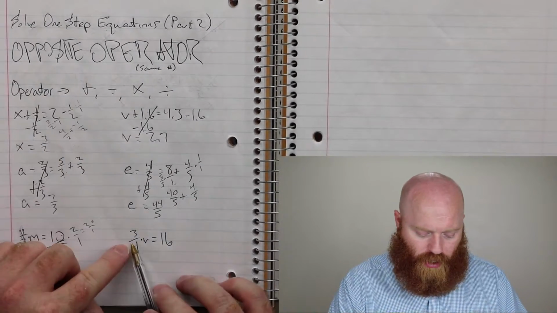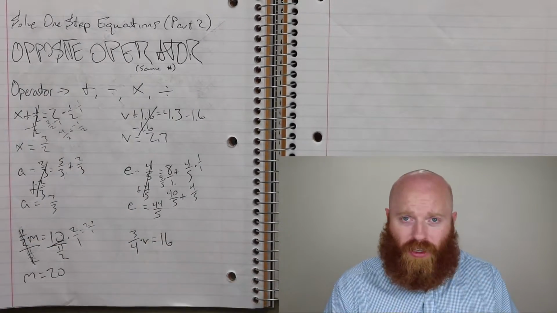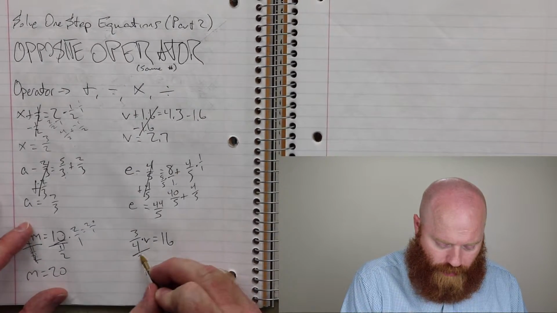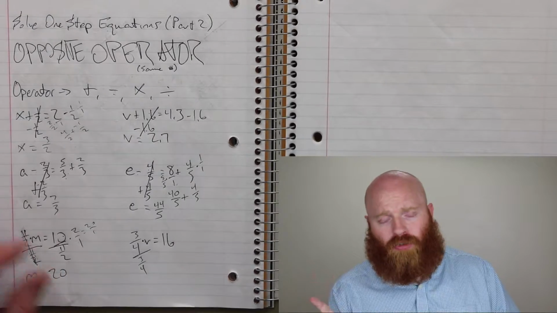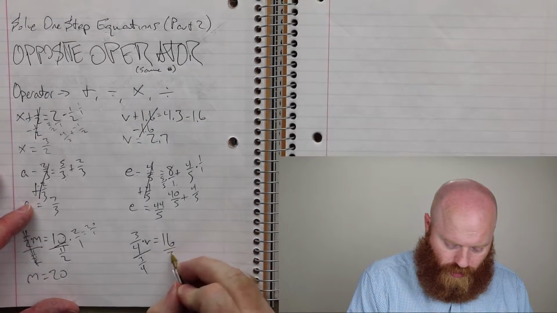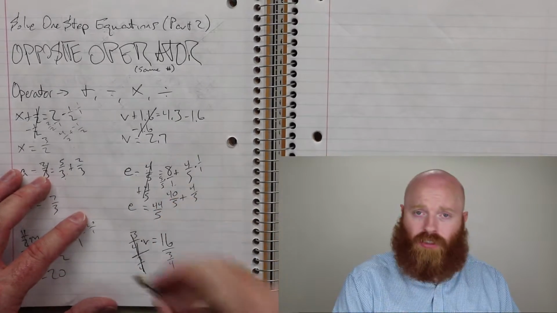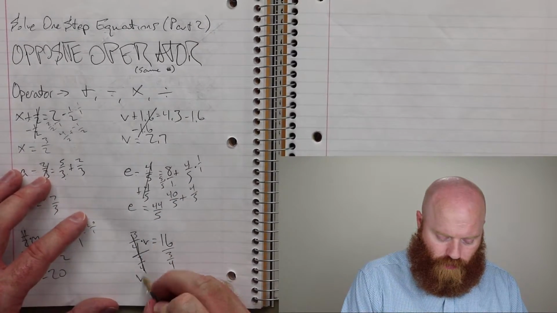Whenever you have a number touching a letter of the alphabet, there's a multiply in between them, and so opposite operator, same number. The opposite of times 3/4 is divide by 3/4. If I divide that side by 3/4, I have to divide that side by 3/4. Okay, any number divided by itself is 1. I'm going to cancel it. And then 1 times V is V.